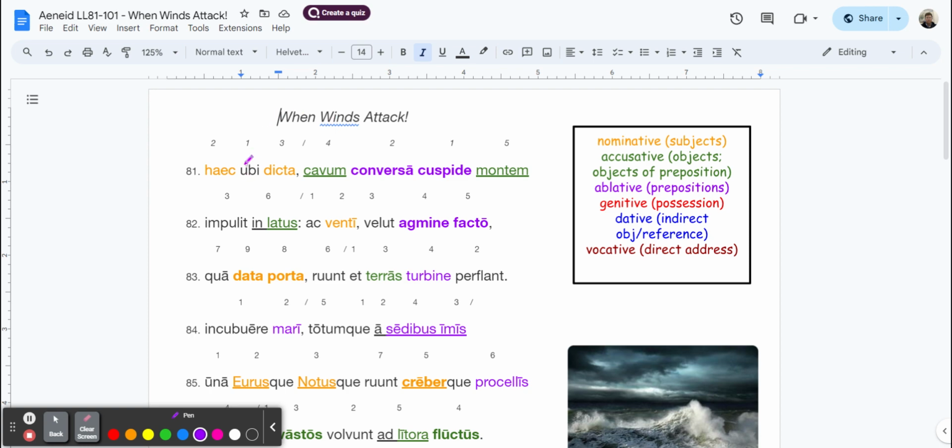So we have ubi, which is when these words. Haec dicta, when these words, there should be a sunt here. When these words were said, he, being Aeolus, he struck. Here's our head verb. He struck. I'm sorry, the numbers tell us to do something differently.